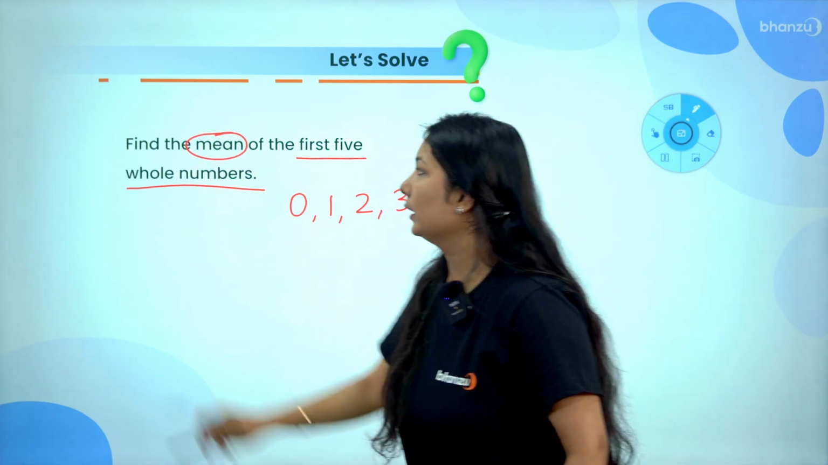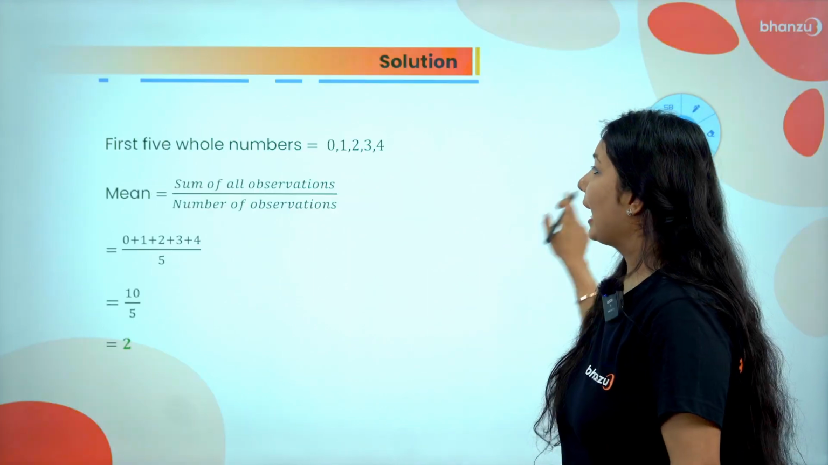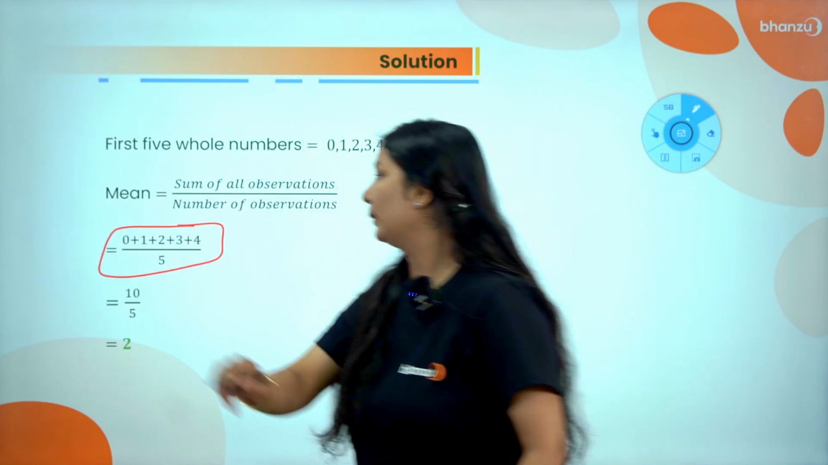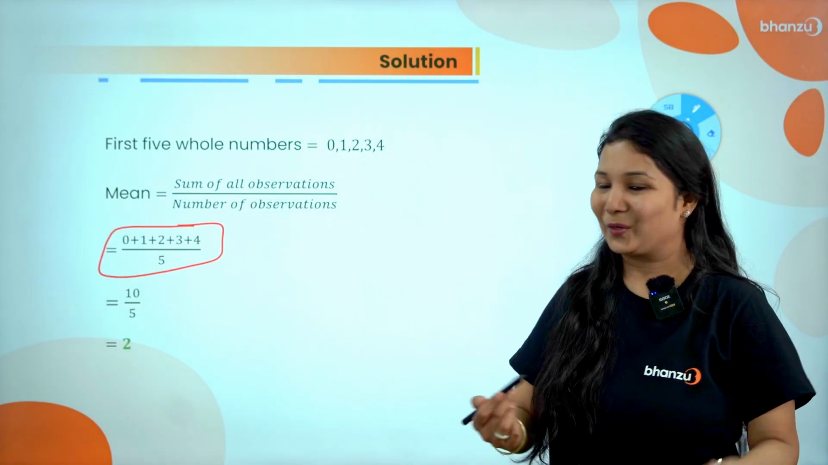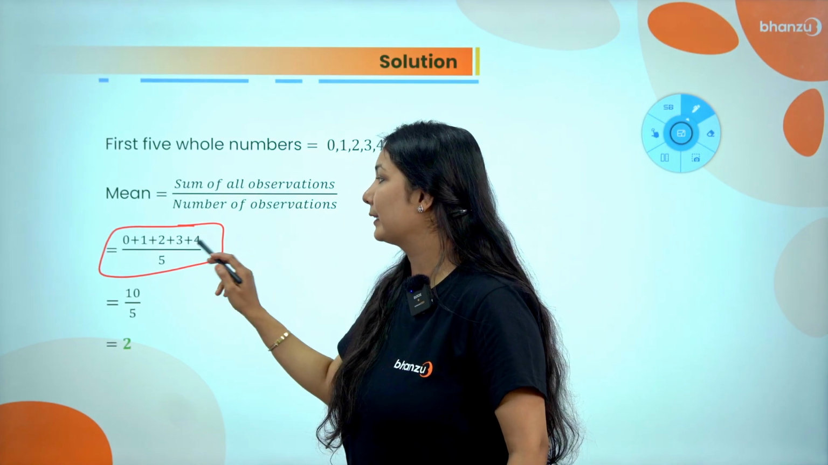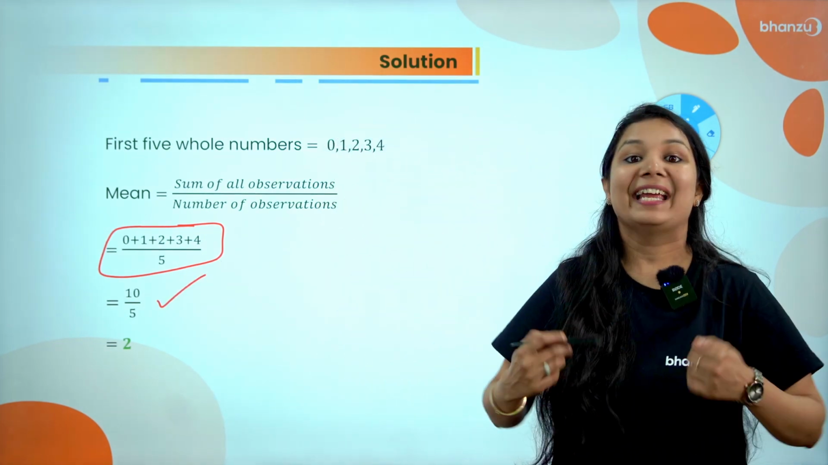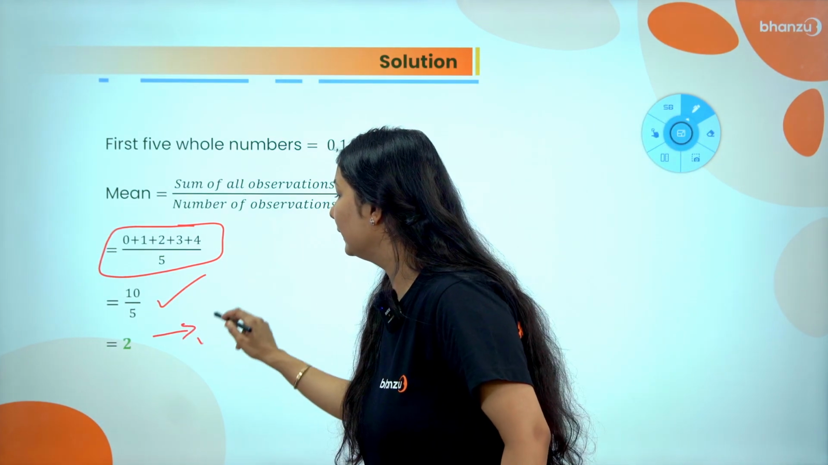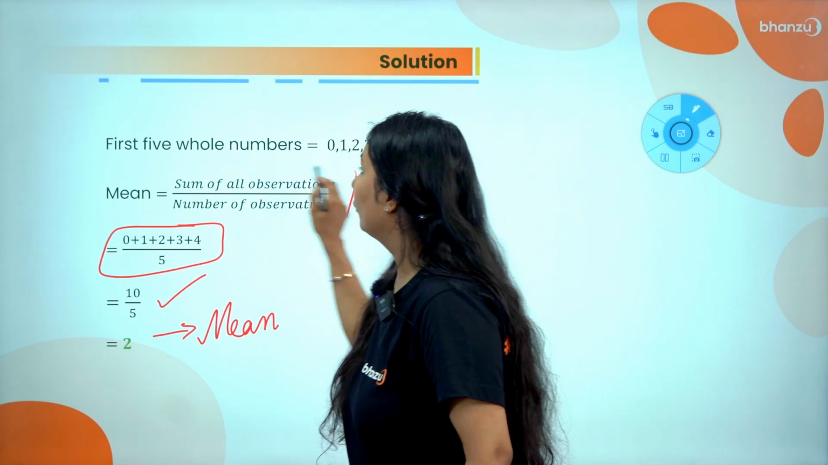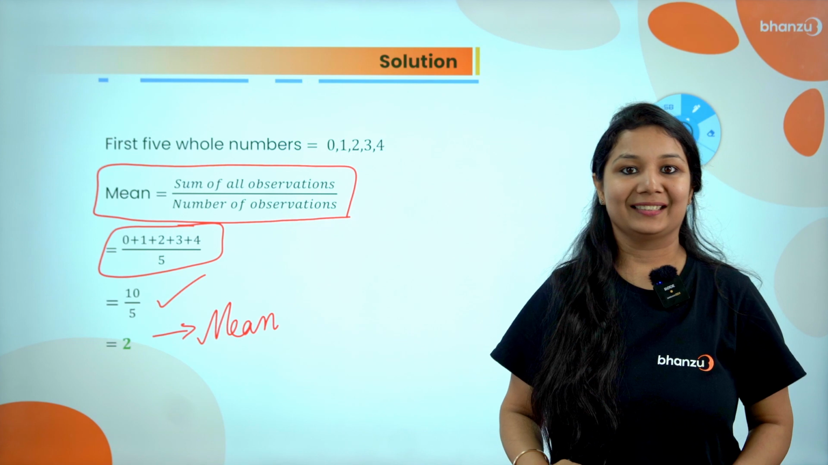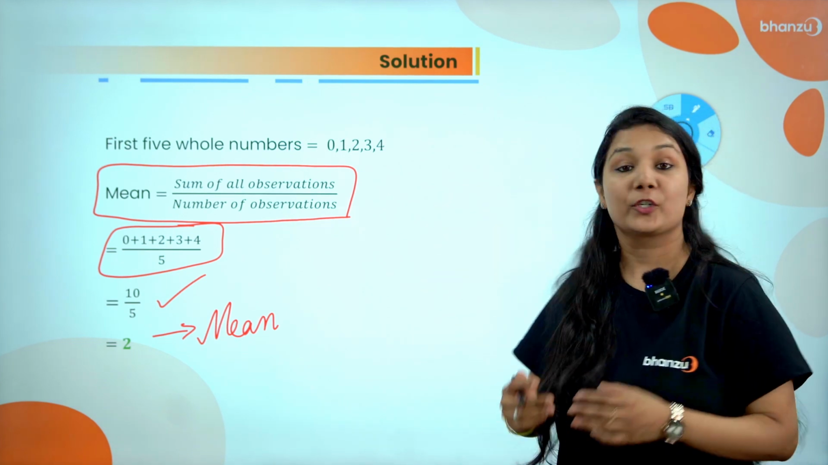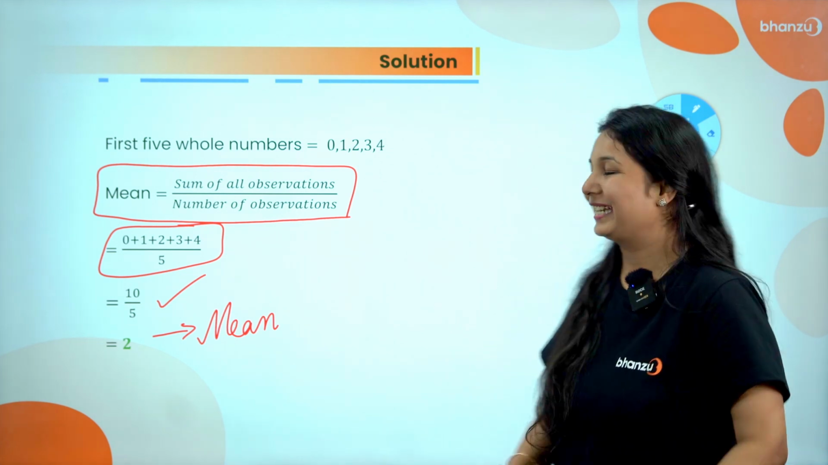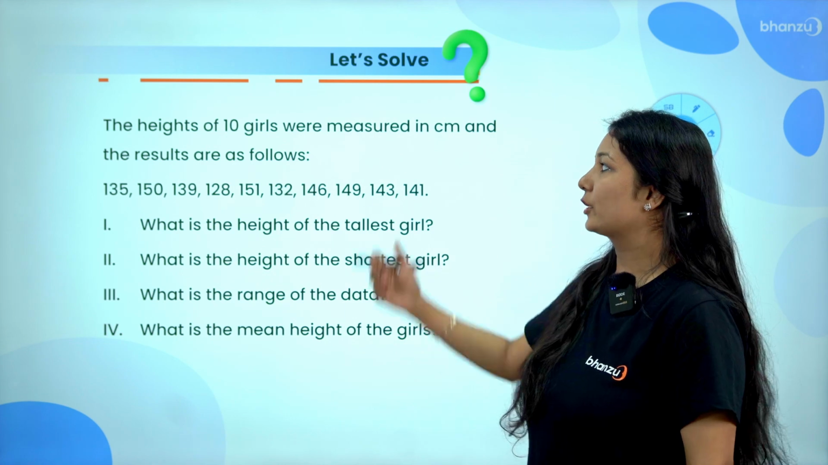Now we have to find the mean for it. So for mean, we should add all of them, right? So 0 plus 1 plus 2 plus 3 plus 4 divided by 5. What do we get? 1 plus 2, 3, 3 plus 3, 6, 6 plus 4, 10. So 10 upon 5 gives us 2. Right? So this is how we can find out the mean. So always write the formula as well. Mean is equal to sum of all observations upon number of observations. Got it everybody? Great. Let's move ahead to our next question.